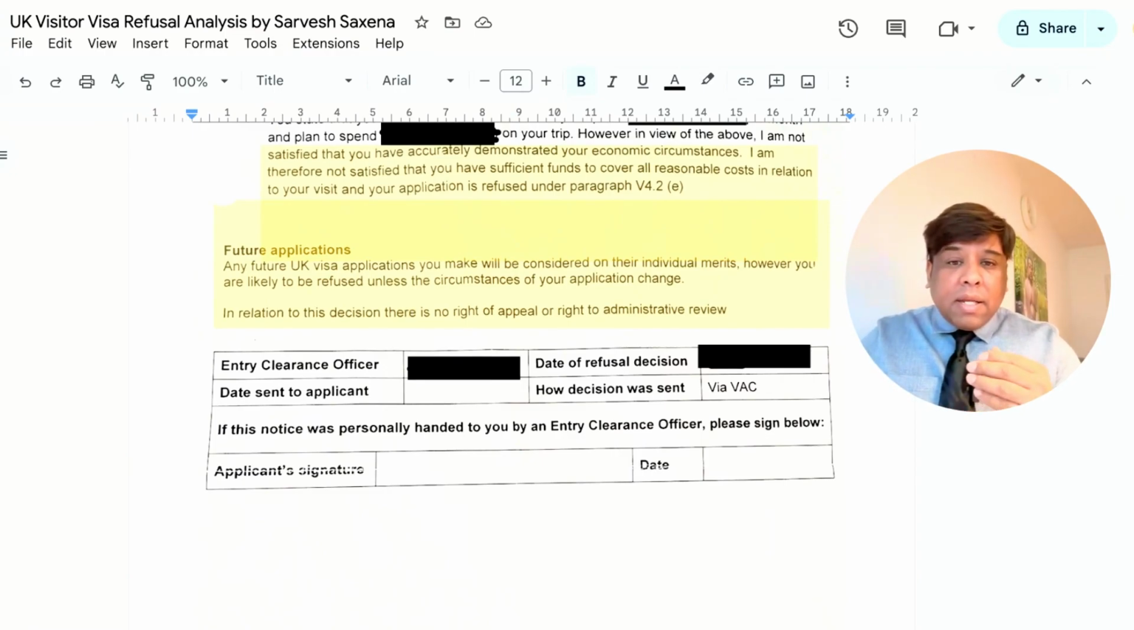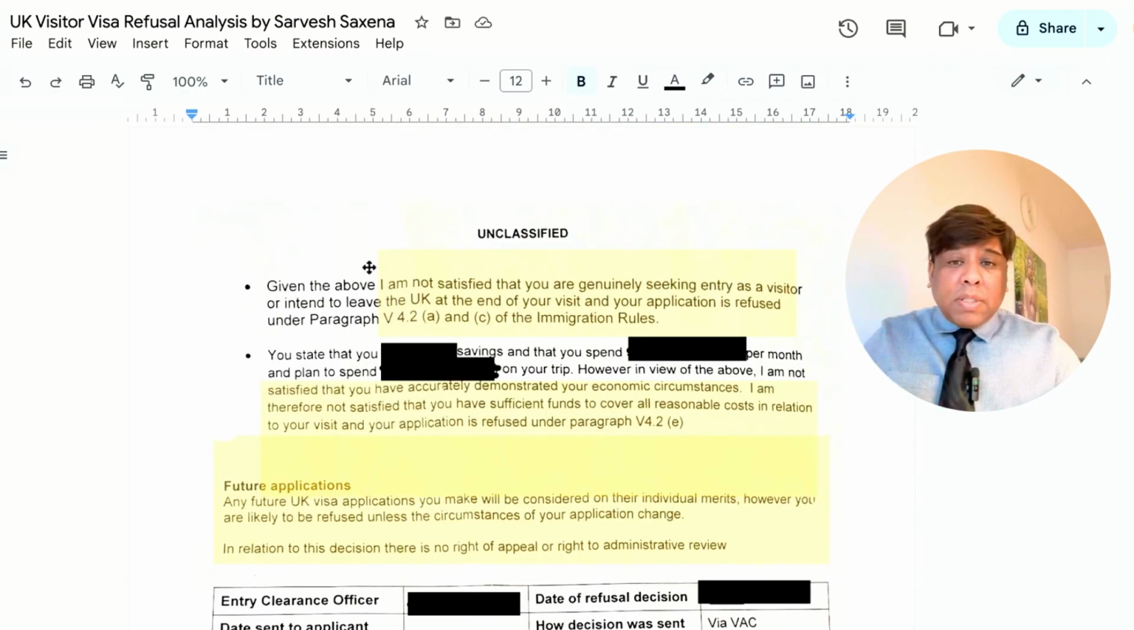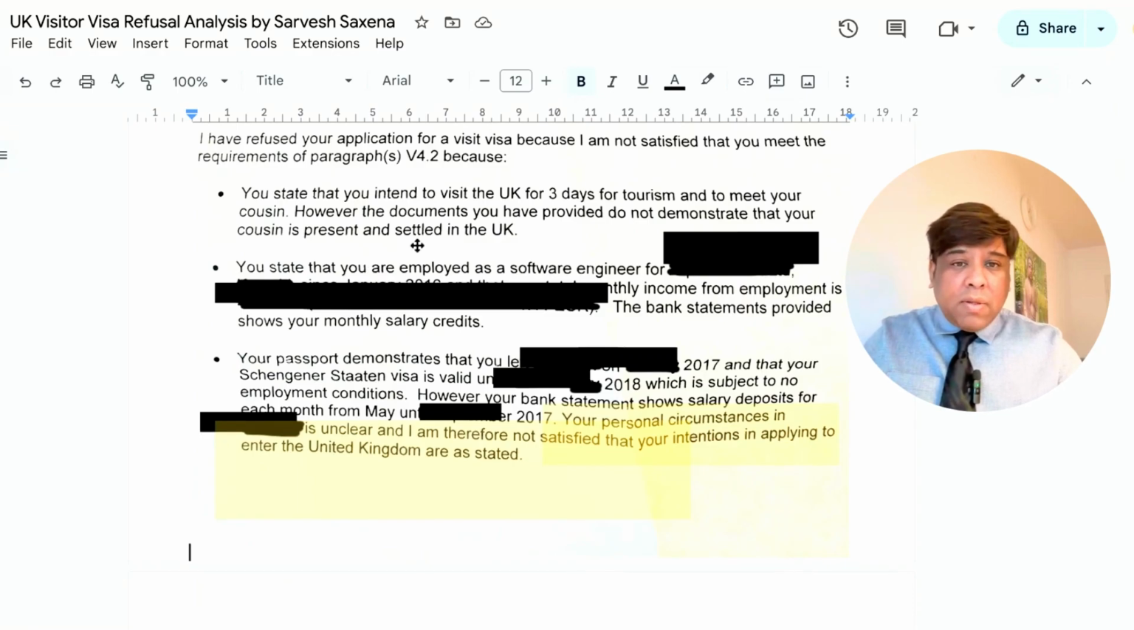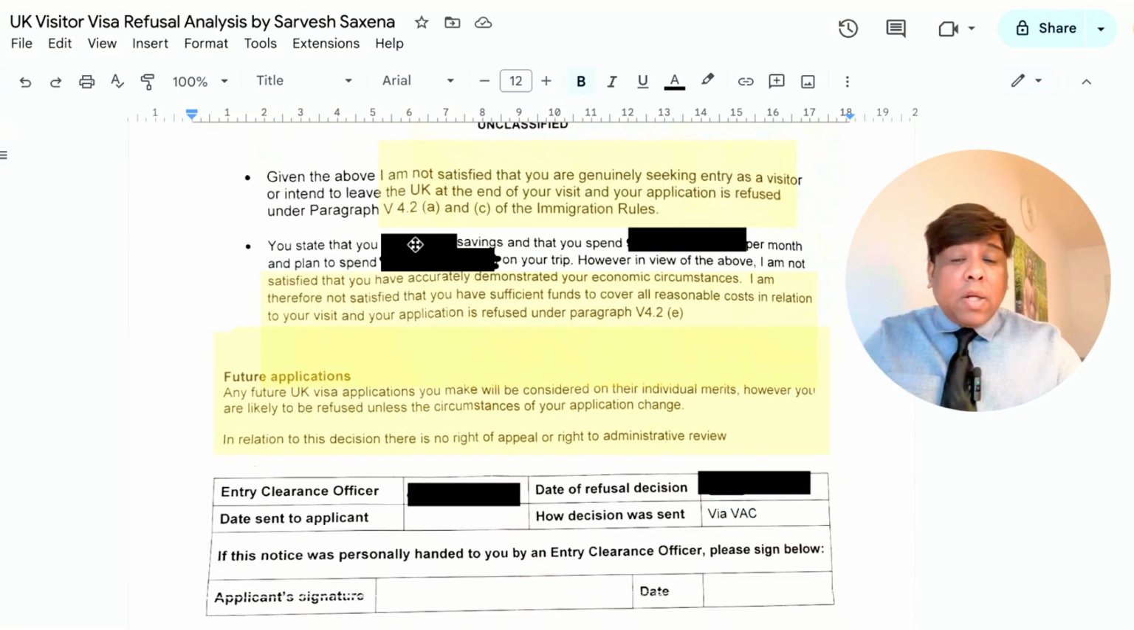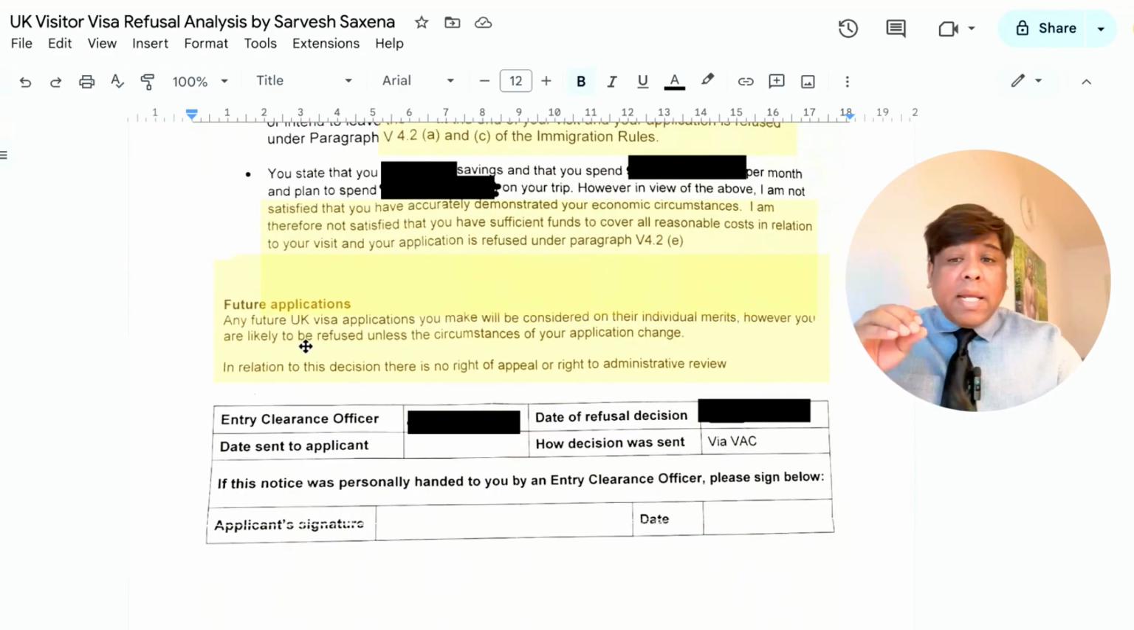He's saying that if you apply again as a fresh UK visitor visa, it will be decided on individual merits based on the documentation that you provide, but he's also indicating that it is more likely to be refused if your circumstances do not change in terms of application. So for example, he has not shown economic stability, no consistency of income, and no proof of the sponsor, the person who is actually a relative in the UK, and their settled status. So it is likely to be met by the same outcome. And in this decision, he writes in the last line, there is no right of appeal or right of administrative review.